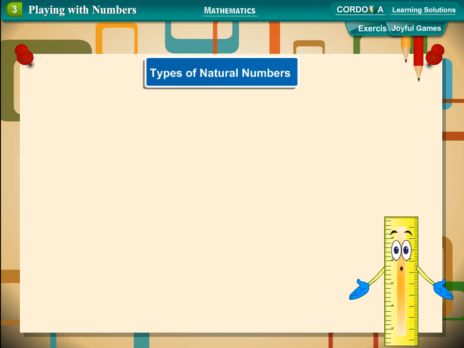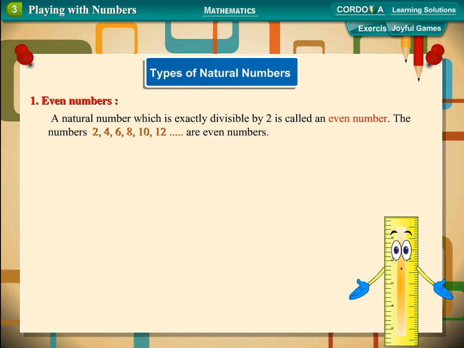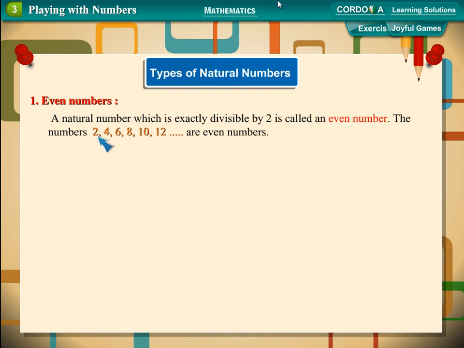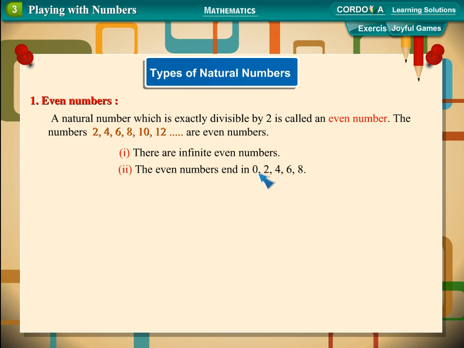Types of natural numbers. Even numbers. A natural number which is exactly divisible by 2 is called an even number. The numbers 2, 4, 6, 8, 10, 12 and so on are even numbers. There are infinite even numbers. The even numbers end in 0, 2, 4, 6, 8.